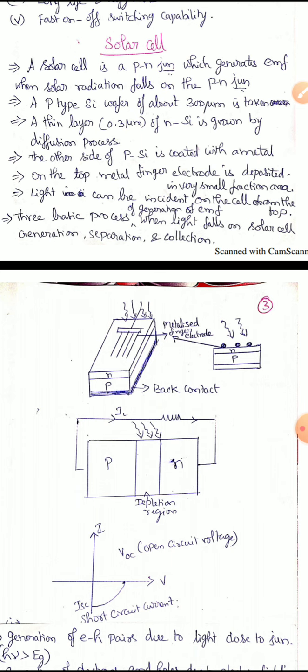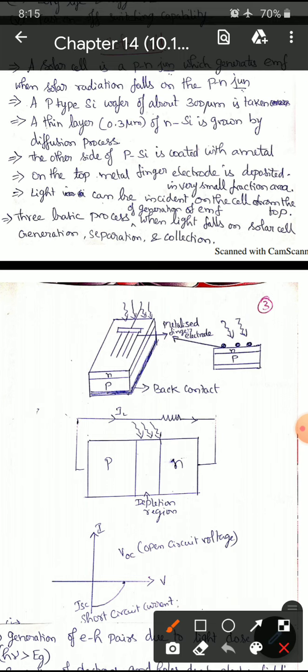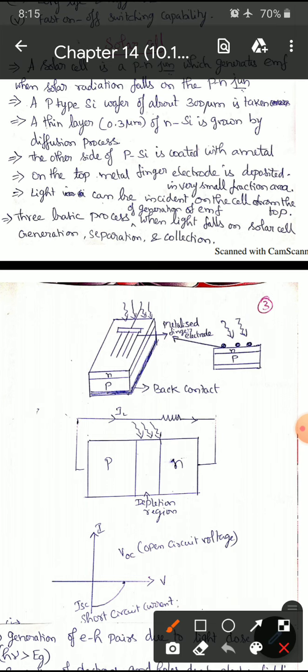So here, this is the p-type layer, of thickness 300 micrometers, and this n-type layer is of thickness 0.3 micrometers, and the other side of the silicon is coated with a metal. This metal coating is called the back contact.